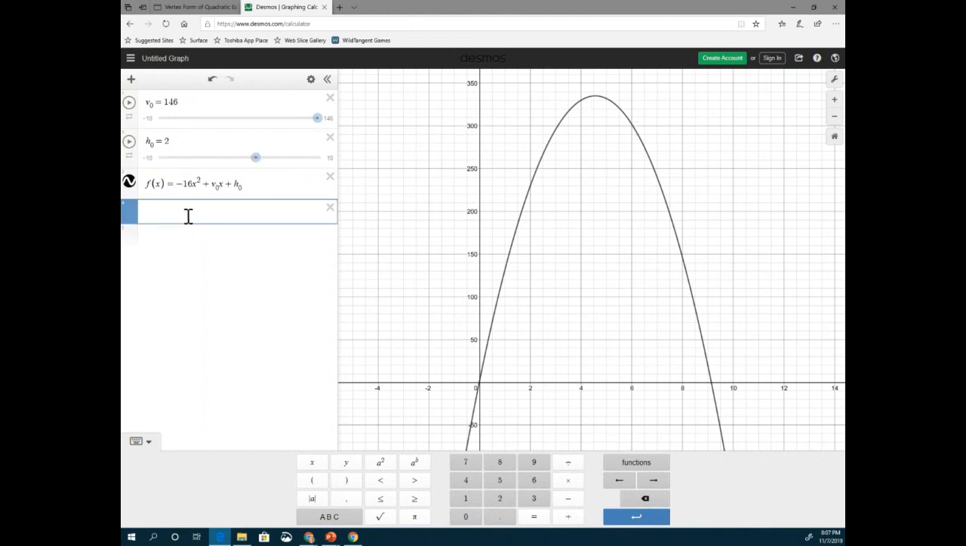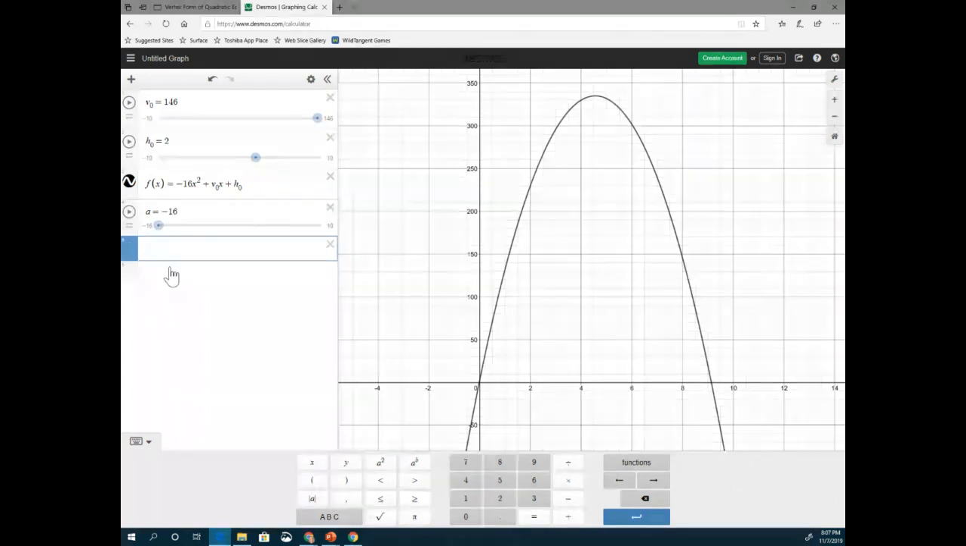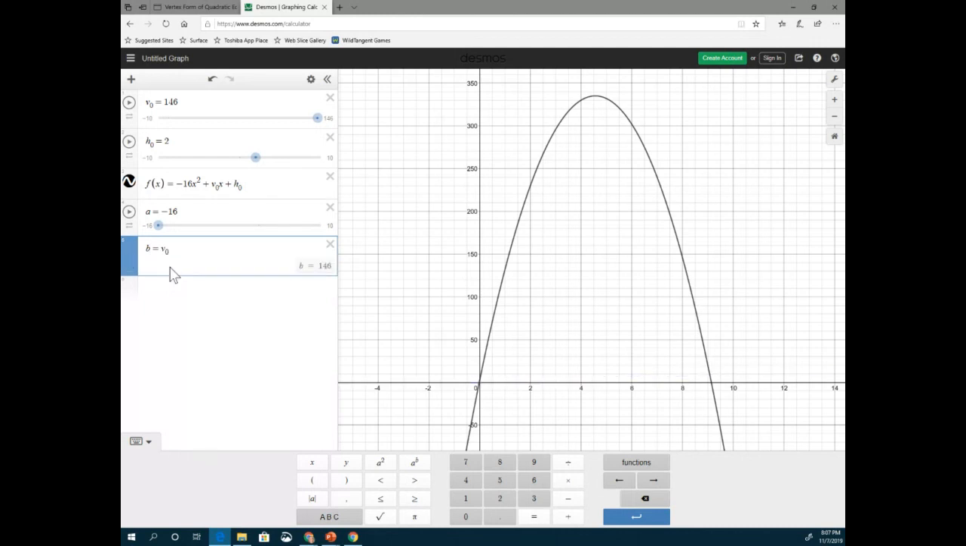But we can even say vertex equals, and I can even just do h. Well, first, let's do a. So in our formula, our a is negative 16. So I'm going to just label a as negative 16. The b value is equal to our velocity. So I can just say b is equal to velocity. And our c value is equal to the height. So I'm going to just say our c equals our height. So now I've got a, b, and c labeled here.